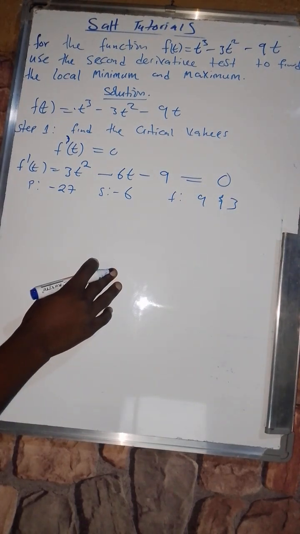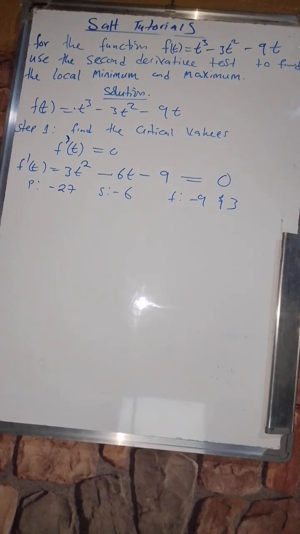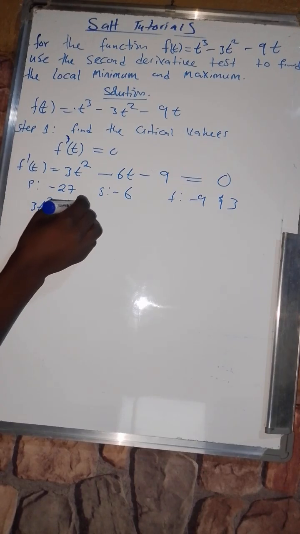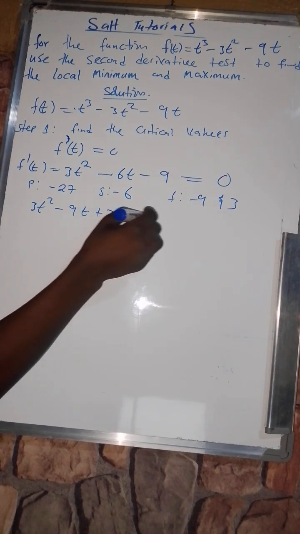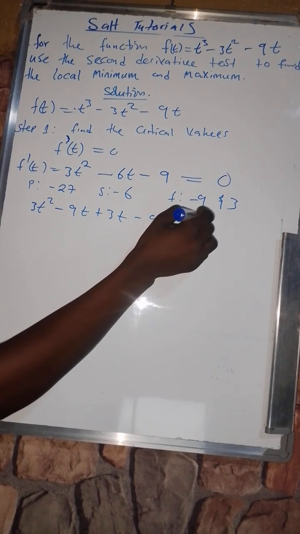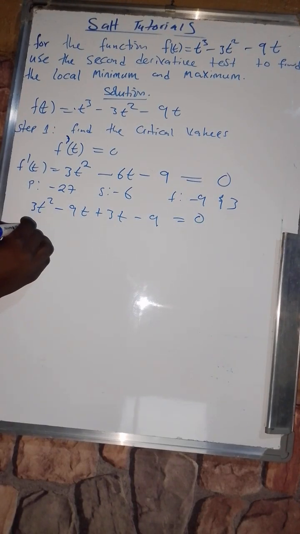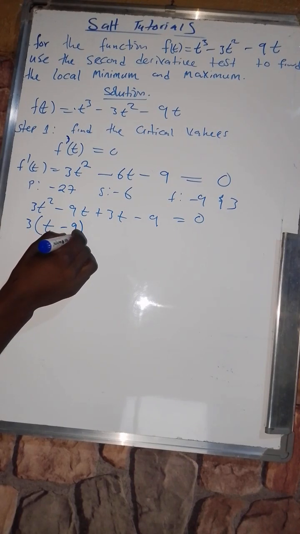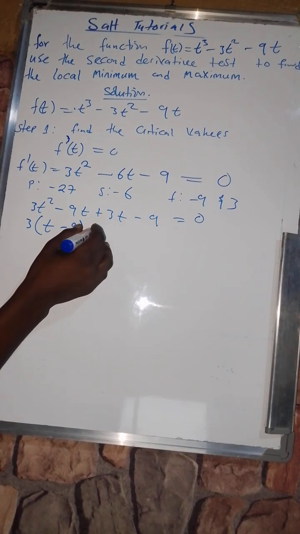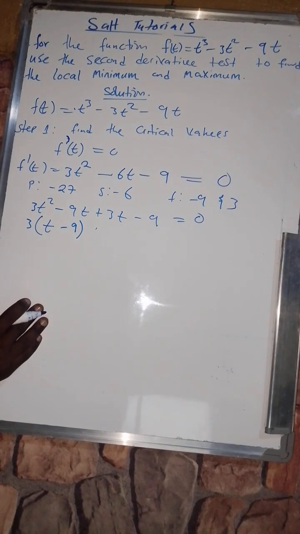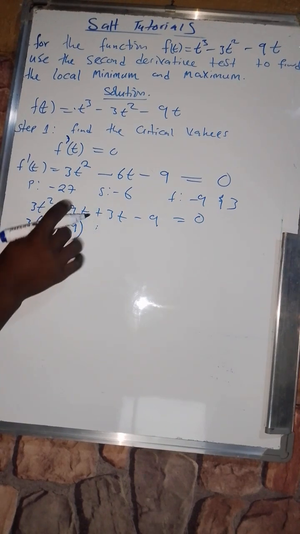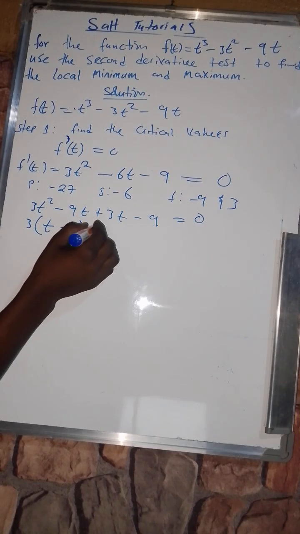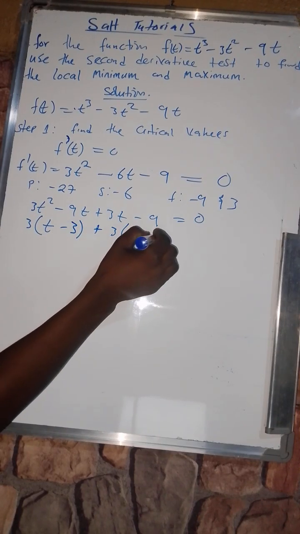So that we can have 3t squared minus 9t plus 3t minus 9 equal to 0, so that we can have 3 open bracket t minus 3 close, positive 3 open bracket t minus 3 close. This is equal to 0. So that you can have t minus 3 and t.